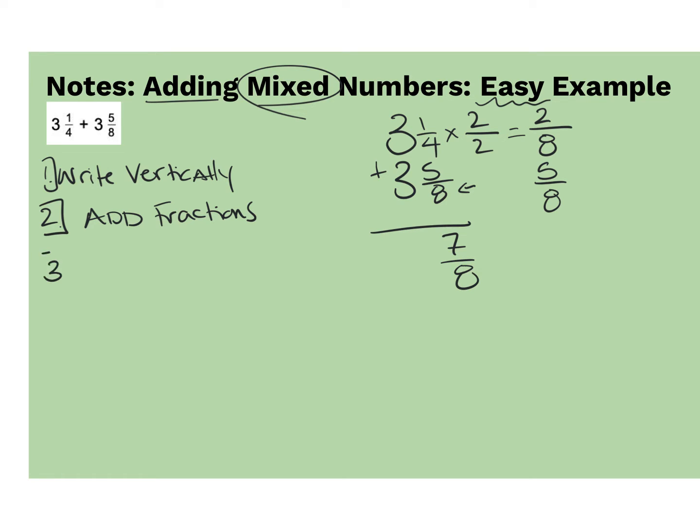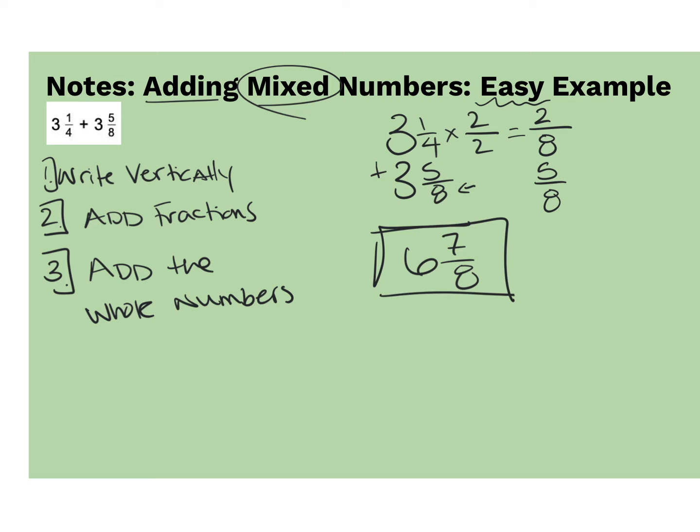And then step 3 is add the whole numbers. Three plus 3 is 6. That's it when you have an easy example. You don't have to do anything after you add your fractions and then add your whole numbers. On the next page, we're going to do the more difficult example.